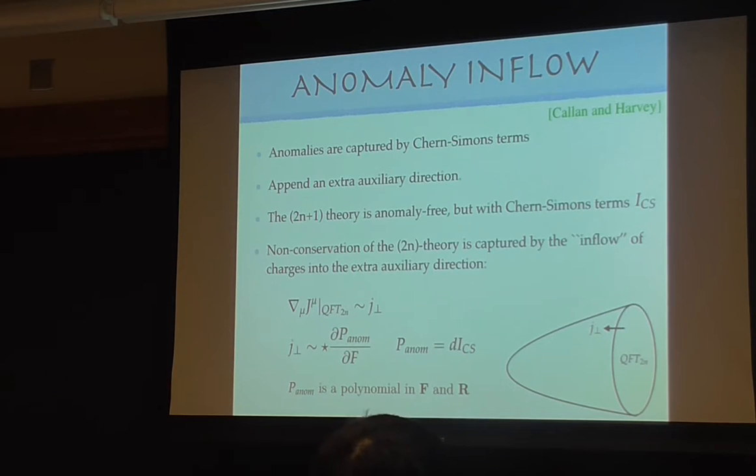So if there's a 3D dynamical gauge field, then you have to do a path integral. But here, the gauge fields are all background. I don't do a path integral over them. Even in the Chern-Simons theory?